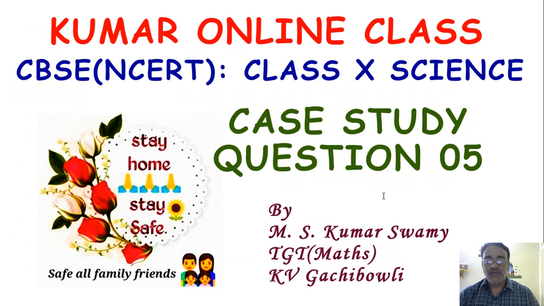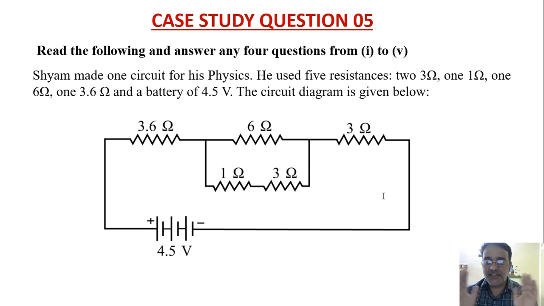So we are going to start case study question number 5, and this question is based on electricity chapter. Shyam made one circuit for his physics project. He used 5 resistances: 3 ohm, 1 ohm, 6 ohm, and 3.6 ohm, and a battery of 4.5 volt. The circuit diagram is given below, and based on this circuit diagram there are few questions.